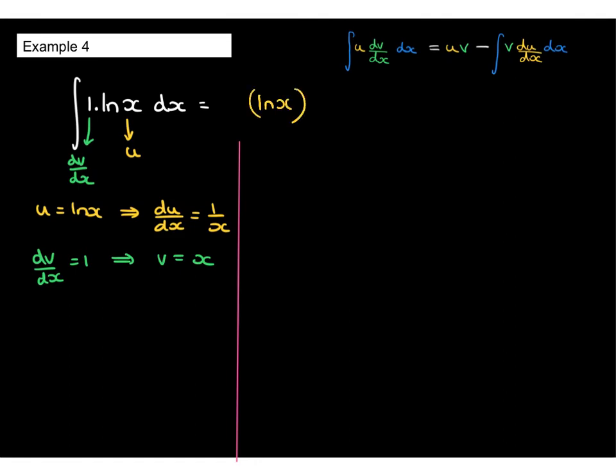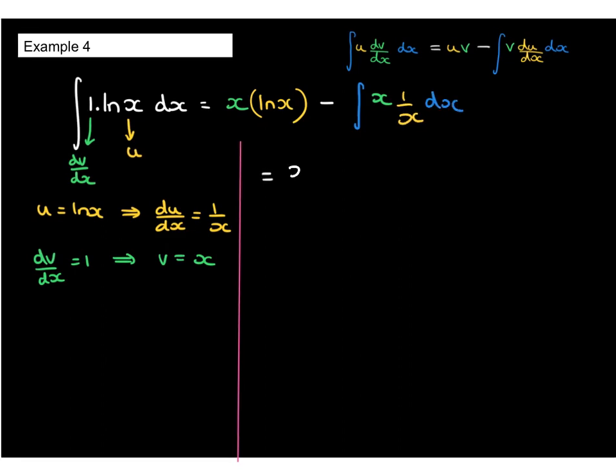I'm using a bracket here just for clarity. Subtract from that the integral of v, which is x, multiplied by du by dx, which is 1 over x. And again, you see that very neat cancellation is going to take place, giving me x ln x minus the integral of 1 with respect to x, and 1, of course, integrates to give me x.